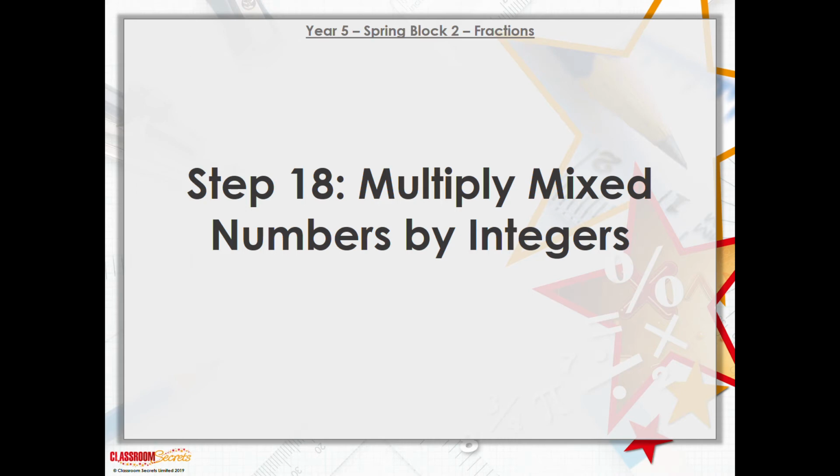Right, good morning everybody and welcome to step 18, multiplying mixed numbers. So we're just going to move one step further than what we've done in our previous two lessons. So let's have a look at our introduction task.